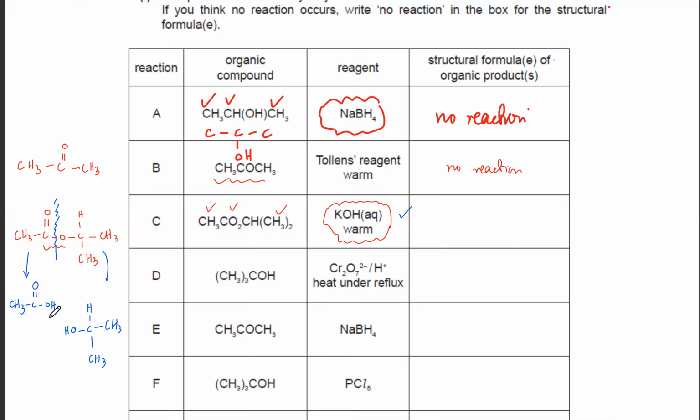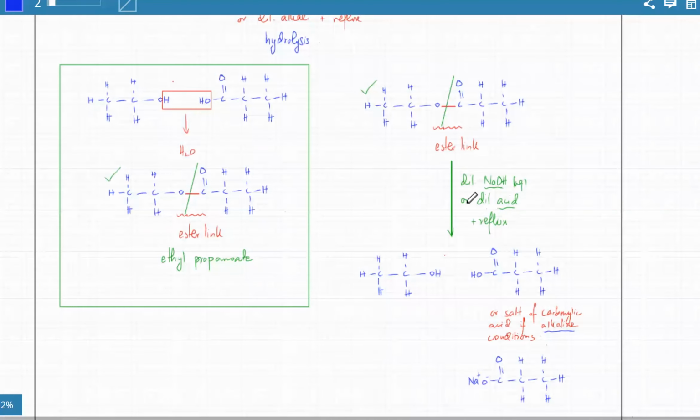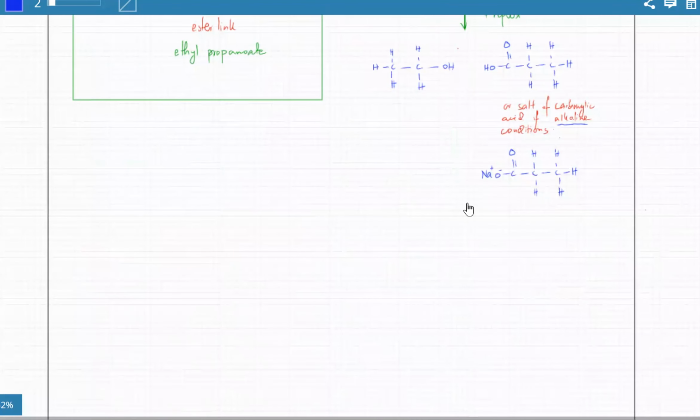So all you have to do is, now there's one mistake I made. I just told you that when the conditions are alkaline, you're not going to get the carboxylic acid. Instead, you're going to get a salt of the carboxylic acid. And that's how salts of carboxylic acids are formed. Remember this, we'll just quickly do this as well.